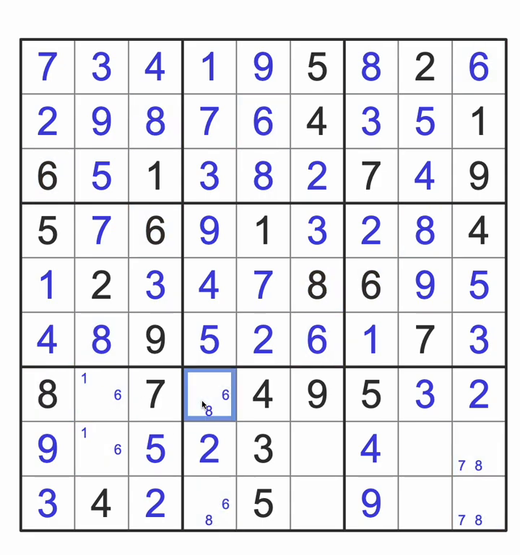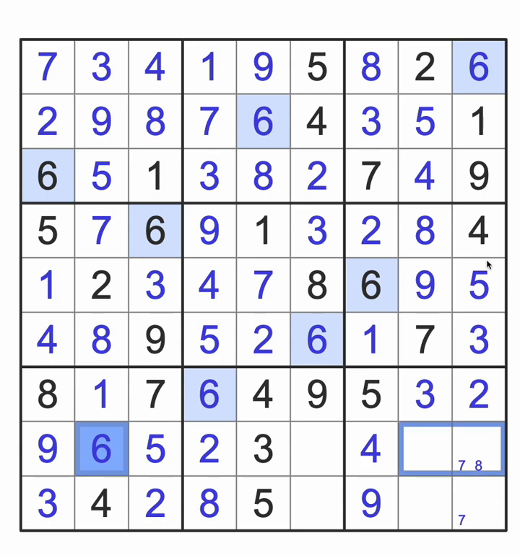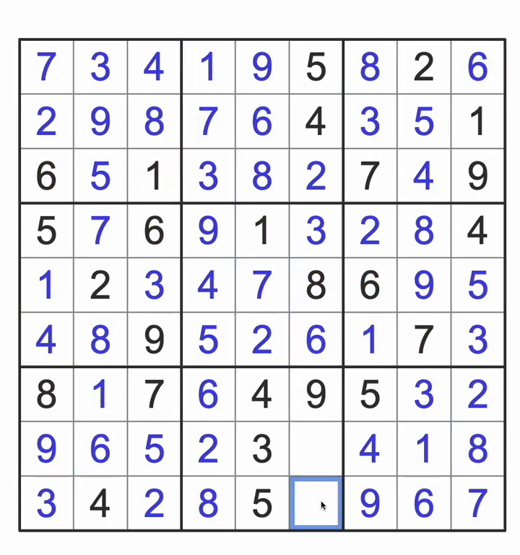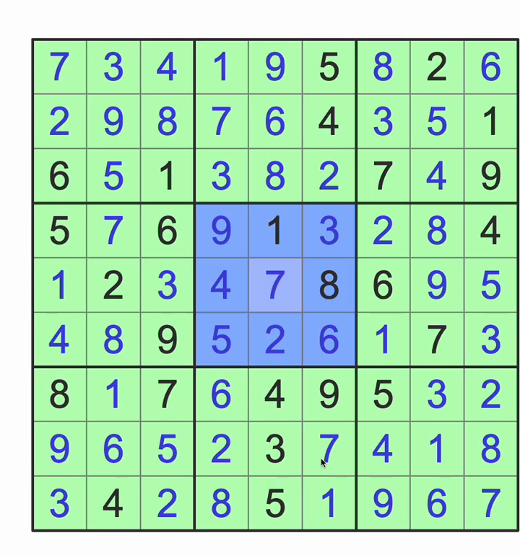So 8 here makes this cell 6, gives me 8. 1, 6, which blocks these. This 6 blocks here, gives me 6. That gives me 7, 8, 1, 1, and 7.